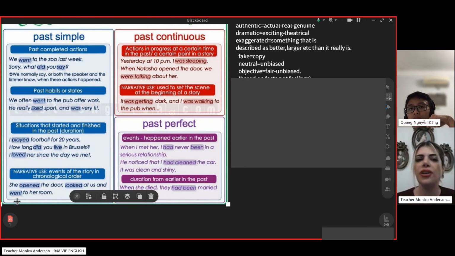I played football for 20 years. Normally we say "for 20 years", so this is a sign of present perfect. Why don't we use it? Because it finished in the past. So we use past simple. Or how long did you live? How long? Yeah, present perfect.